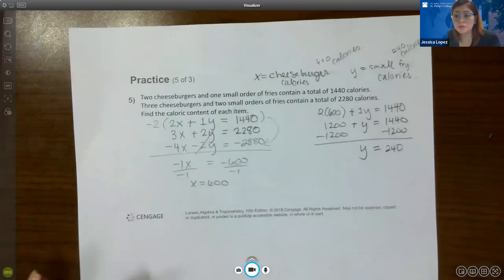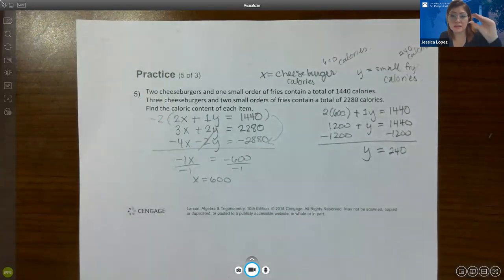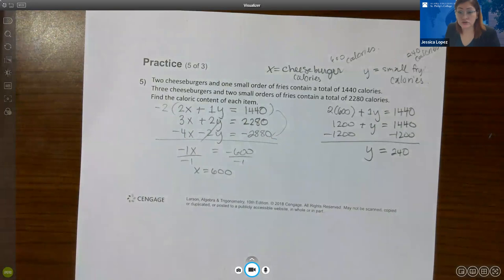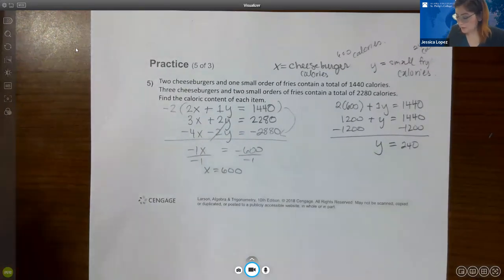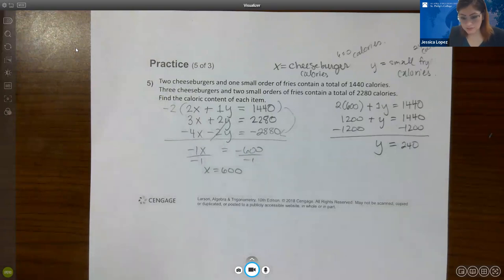So make sure you put that in your computer because it'll say like calories for a cheeseburger. Make sure you're putting in the 600. Calories for the small fries, make sure you're putting in the 240. If you get them backwards, even though everything on your paper is perfect, it will count it wrong in the website. So please make sure that you check which number goes where, okay? But other than that, that is the end of this section.